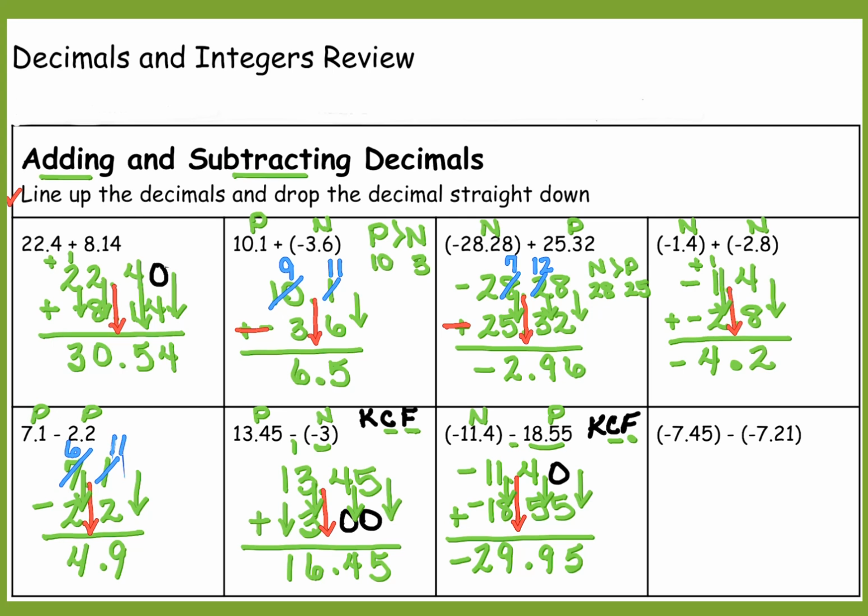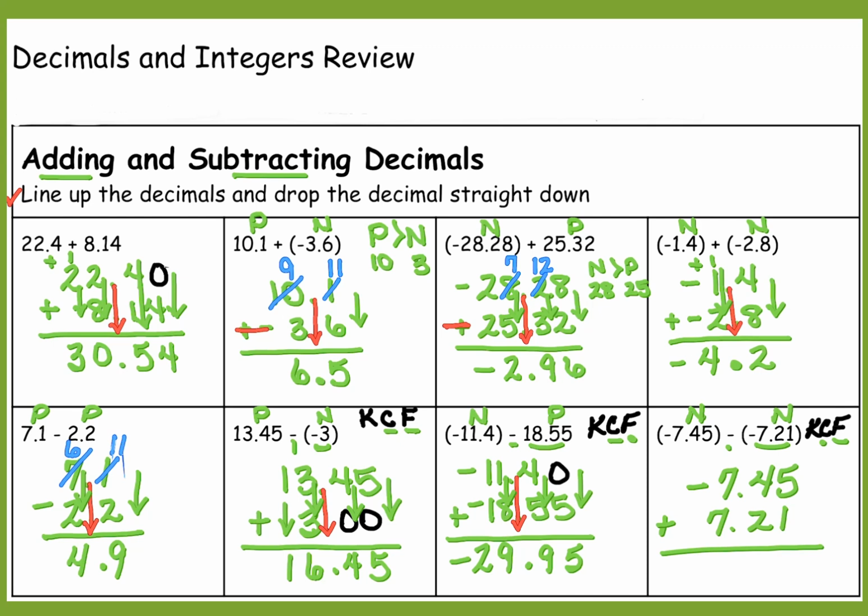Lastly, we have a negative number again minus a negative number this time. So we're going to go through the same process and remember to do keep, change, flip. We're going to keep our first number, which is negative 7 and 45/100. We are going to change that subtraction sign to an addition sign, and we're going to flip this negative 7 and 21/100 to a positive 7 and 21 hundredths.